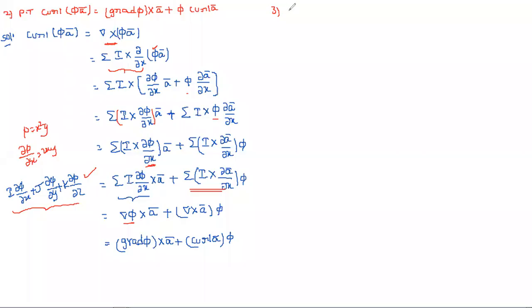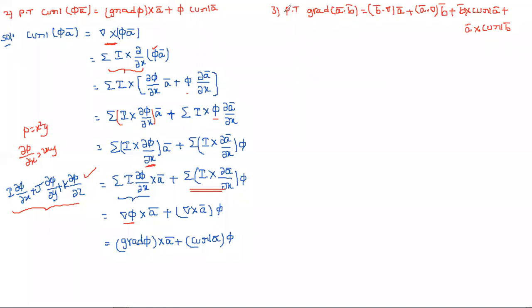Prove that grad of a bar dot b bar is equal to b bar dot del a bar plus a bar dot del b bar plus b bar cross curl a bar plus a bar cross curl b bar.